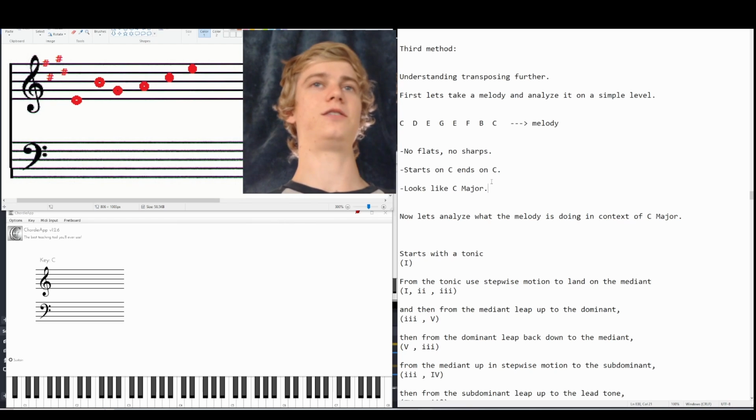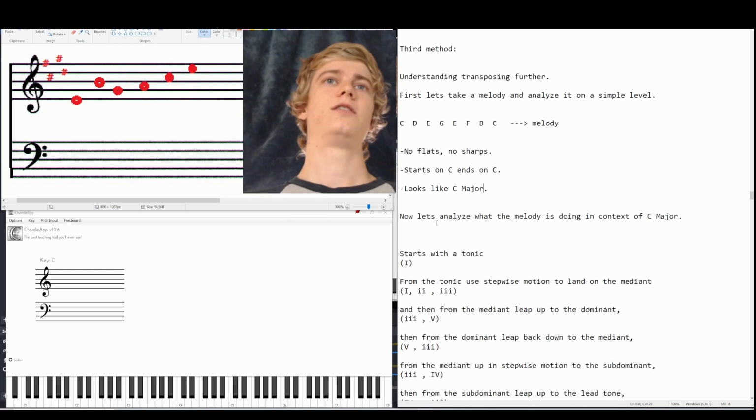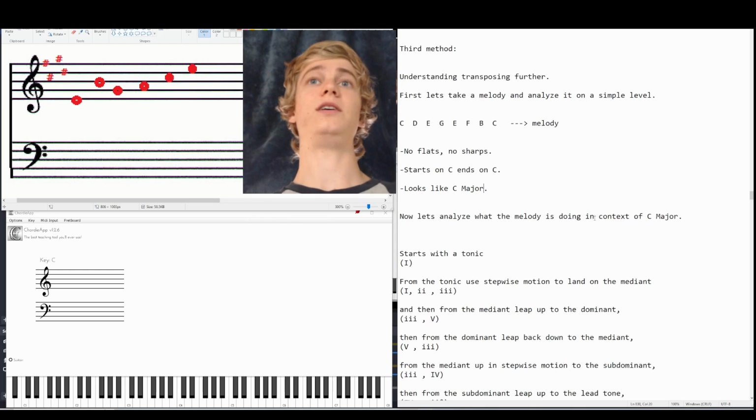So we did a quick analysis of this melody, and this is what you'd probably do in a lot of cases if you saw a melody. You'd say, okay, what key is this in? And you'd look at the notes and analyze and figure out, okay, this fits C major more than anything else I could think of. So now let's analyze what the melody is doing in the context of C major.